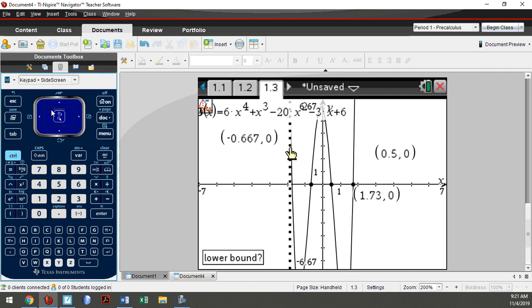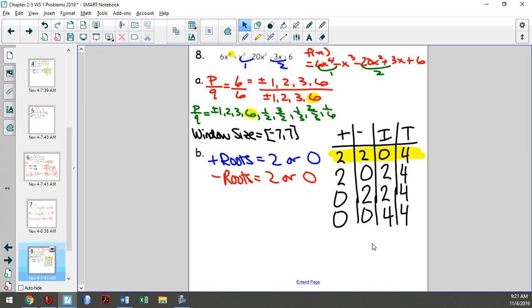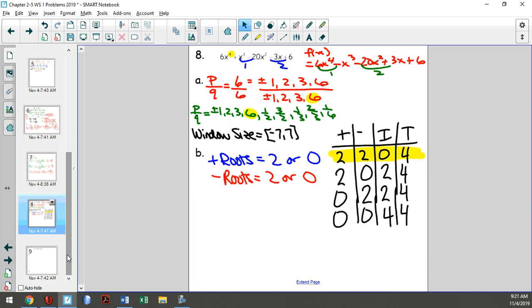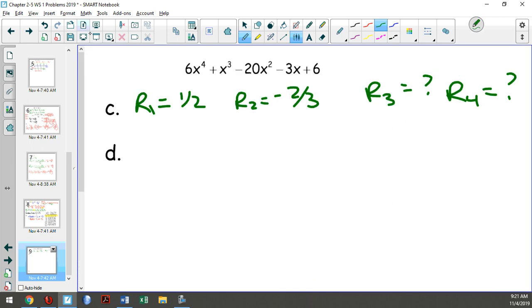Let's go to the last one over here. Ooh, what is that number? The same one as that one. So could it be a plus or minus concept there? Probably. So I'm going to do synthetic division at 1/2 and -2/3. Why? Because when I graphed it, those are what I found to be my roots. So root 1 I said was going to be 1/2. Root 2 I said was -2/3. Root 3 and root 4 I don't know yet. Do we understand that? So I have to do synthetic division at those values.